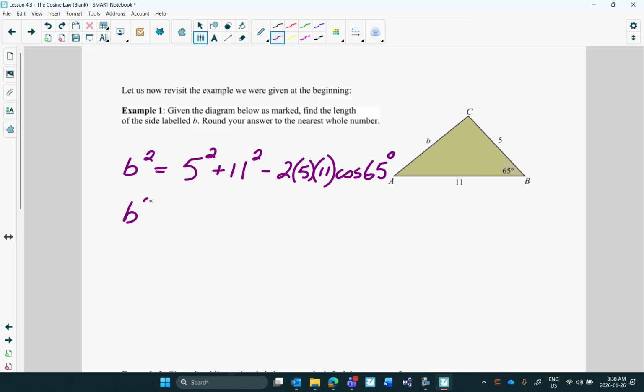So I could make it simpler, b squared, well, 5 squared is 25, 11 squared is 121. So if I add those two together, I get 146. And then if I multiply all these together, and round to the nearest tenth, I'll get approximately 46.5.